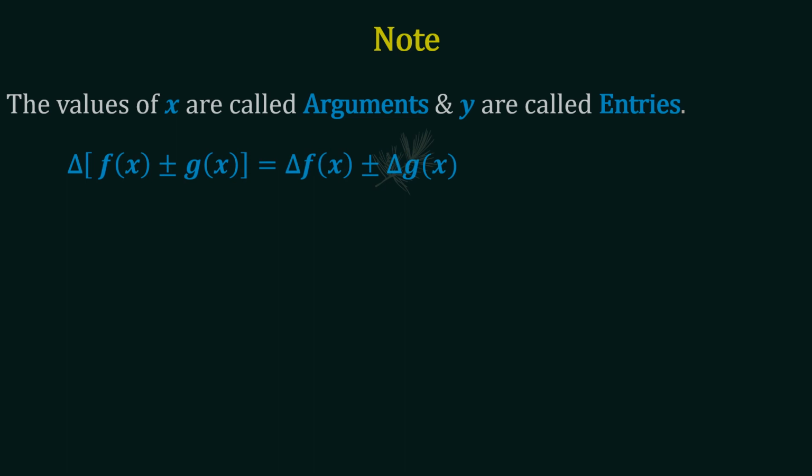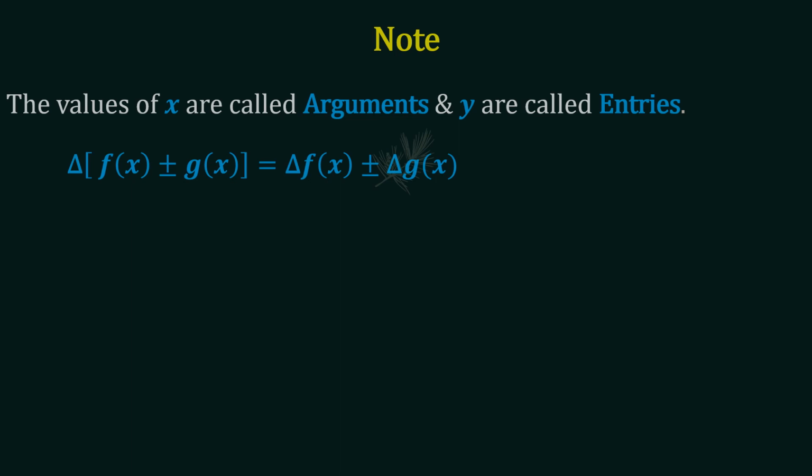It means when delta has been applied to two functions, that can be written as delta of one function with the delta of another function. That is, delta of f of x plus or minus g of x is equal to delta f of x plus or minus delta g of x.